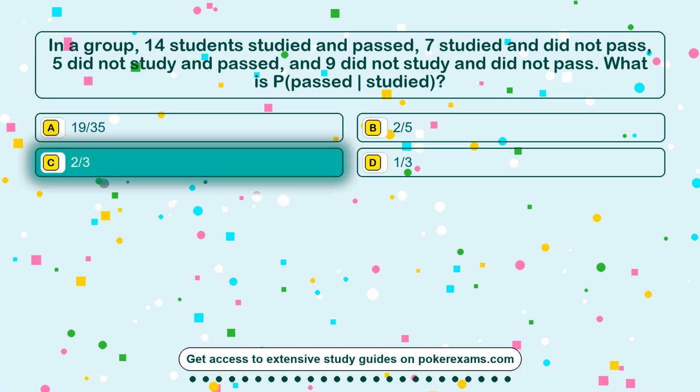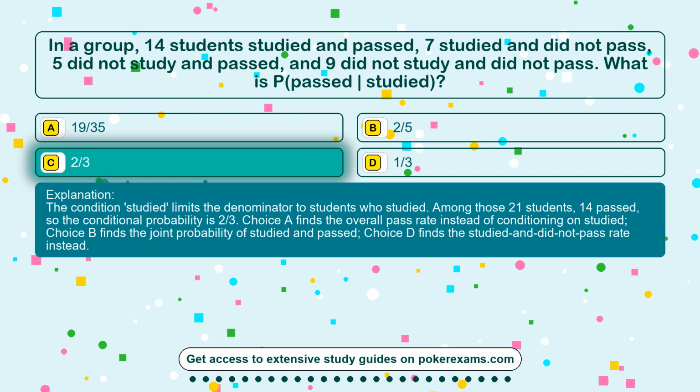The correct answer is option C, 2/3. The condition studied limits the denominator to students who studied. Among those 21 students, 14 passed, so the conditional probability is 2/3.